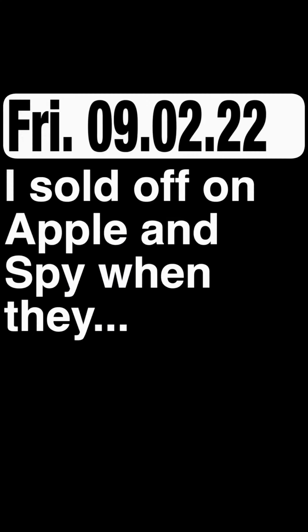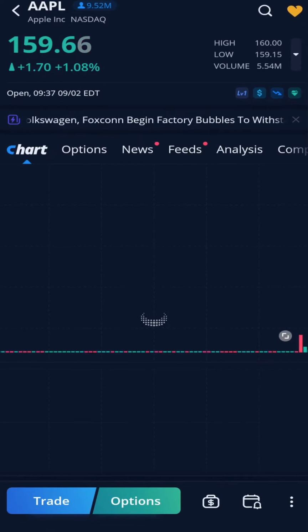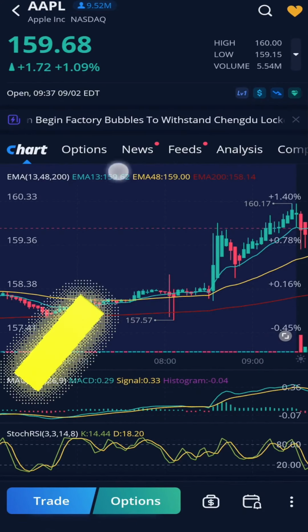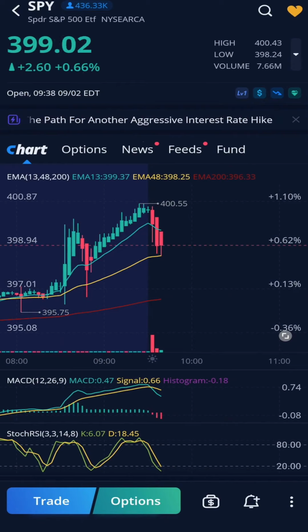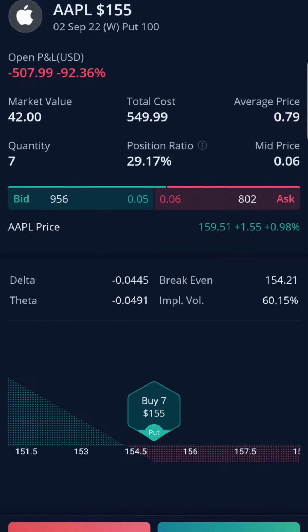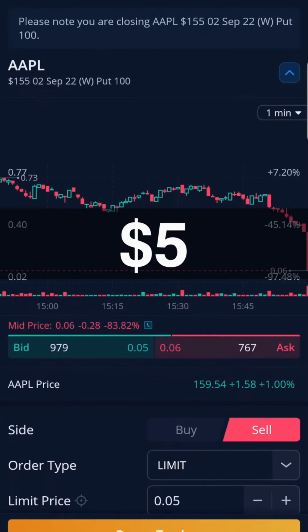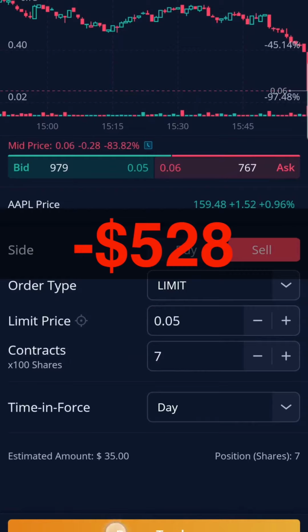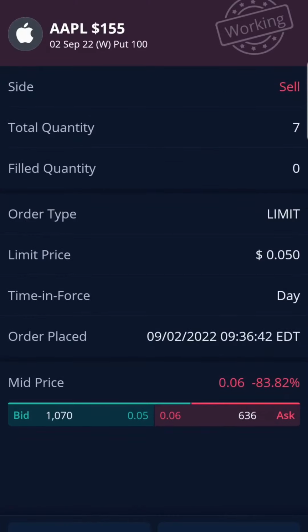I sold off Apple and SPY one day. It looks like the trend of Apple and SPY was continuing upwards. It was early in the trading day and I didn't want to hold on to these losing contracts any longer. I sold my 7 contracts of Apple for $5 each, losing $528 or 95.47% from this deal.